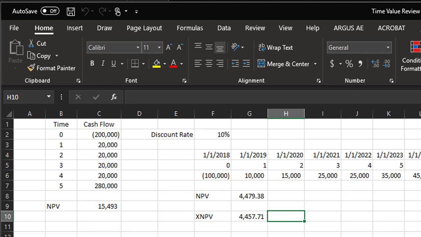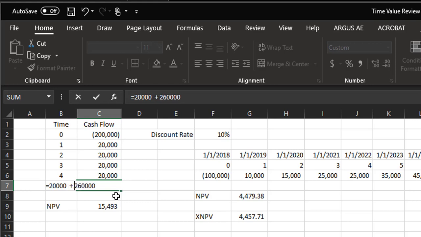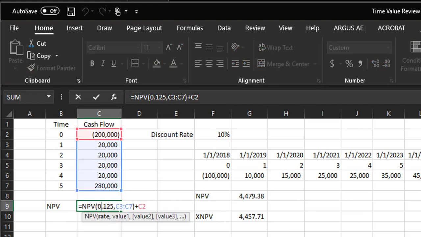So it's over here on the left side, and again we've got the cash flows, $200,000 as a negative upfront cash flow. We've got four $20,000 cash flows, and again we've got the $20,000 plus the disposition amount of $260,000 that makes up the grand total of $280,000. To do the NPV calculation in Excel, we're going to use the NPV function. The arguments are first the rate, the discount rate, and then it has values, and it's a little bit confusing because it has value 1, value 2.